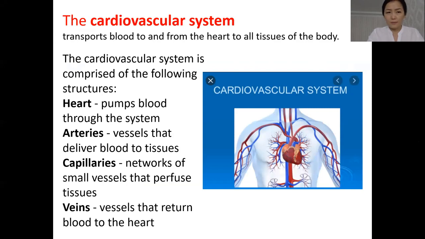The cardiovascular system transports blood to and from the heart to all tissues of the body. The cardiovascular system is comprised of the following structures. The heart pumps blood through the system, and the arteries, the red ones, are the vessels that deliver blood to tissues. Capillaries are the networks of small vessels that perfuse tissues, and the veins are vessels that return blood to the heart.